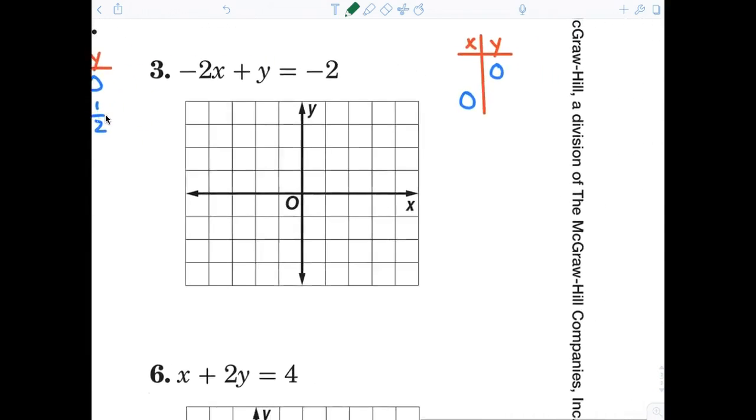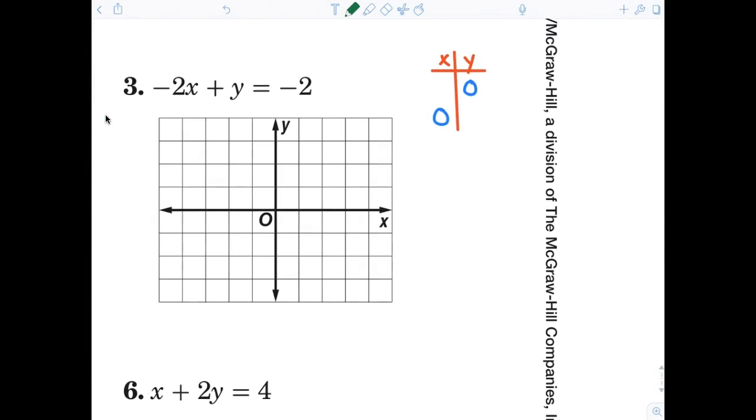Now, again, slide over to number 3. Now, listen up. For question number 3, we're going to let y be 0. And if y is 0, x is? Negative 2? Negative 1? Negative 2, and negative 2 is 1.